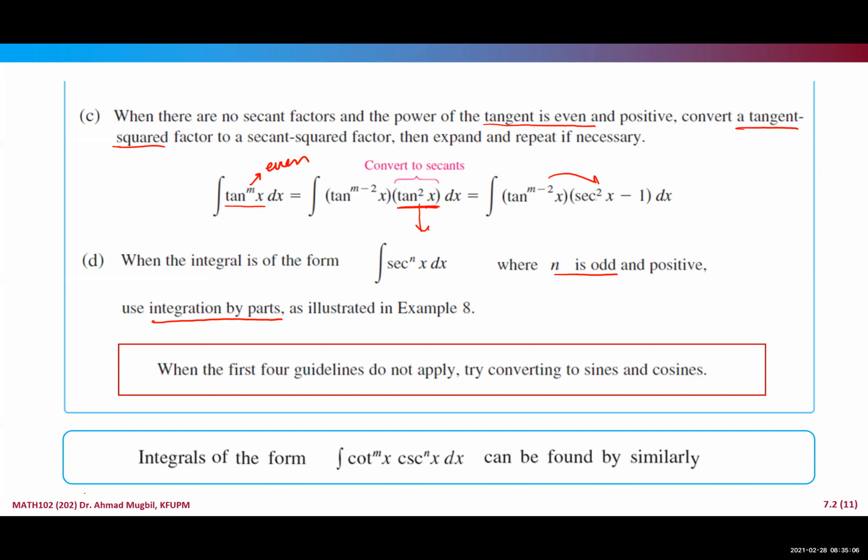What we did here for tangent and secant can be applied similarly for cotangent and cosecant, because you know they have the same relation. You know that 1 plus cotan squared x equals cosecant squared x. What you need to be careful about here is the derivatives. What is the derivative of cotangent x? It is negative cosecant squared x. So here you have a negative. You have to be careful about the negative in the case of cotan and cosecant.